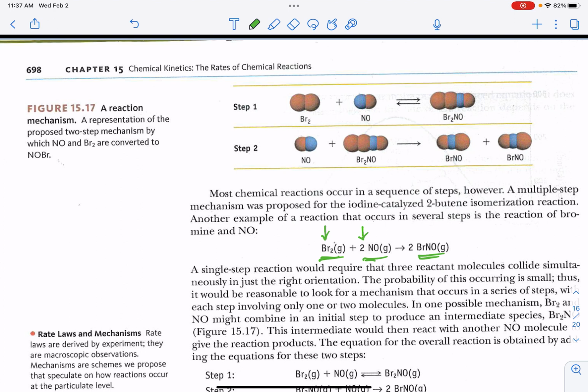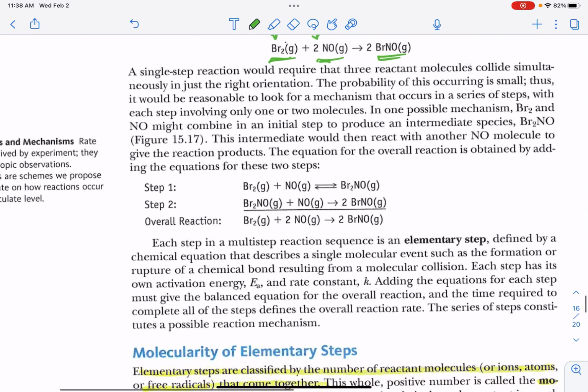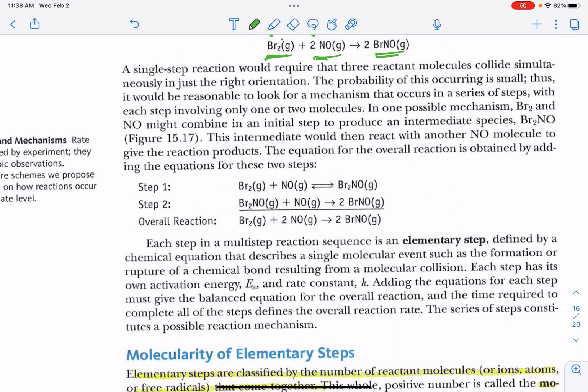Just like in a traffic accident, sometimes a single car has an accident, crashing into a light post or something like that, and oftentimes two cars collide with each other. But very, very rarely do three cars all collide with each other at exactly the same time. And so we would anticipate that this is going to be a multi-step reaction, not a single step. So we might propose a two-step mechanism.